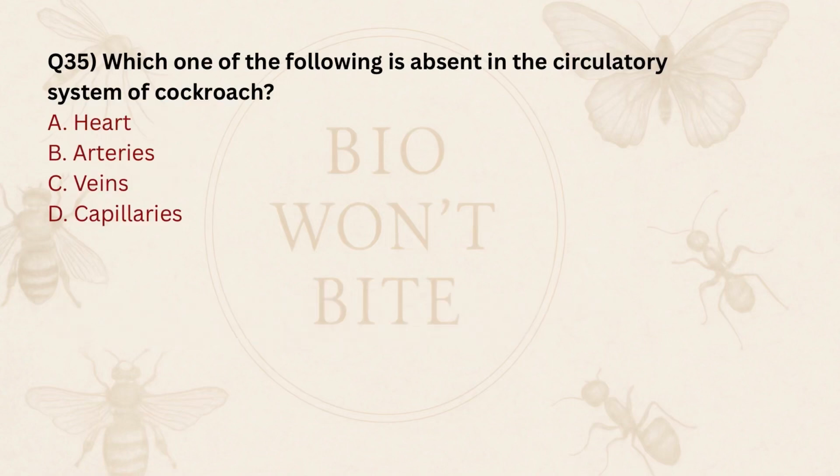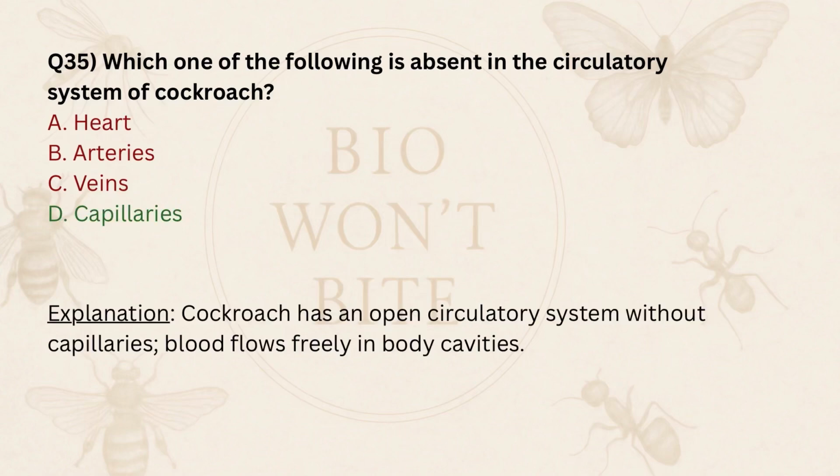Question number 35. Which one of the following is absent in the circulatory system of cockroach? The correct answer is option D, capillaries. Cockroach blood does not flow through capillaries. Instead, it directly bathes the tissue into the hemocoel.